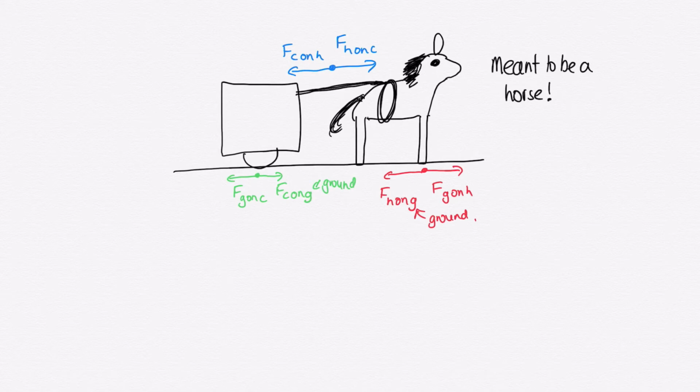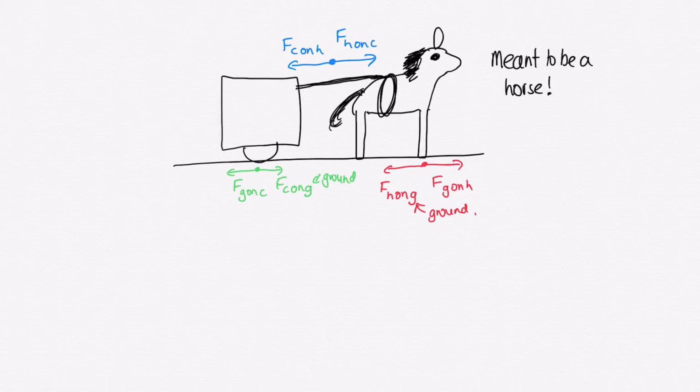So how come the horse moves forwards? Well, the horse and cart are joined together, so they're effectively one body. So let's draw a free body diagram for our horse plus our cart combined together.